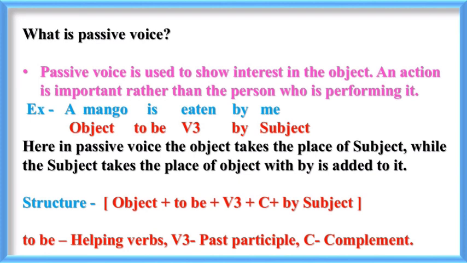Now see the structure of passive voice. Object plus to be plus past participle of the verb plus complement plus by plus objective case of the subject, otherwise the name of the subject. To be is the helping verb, V3 means past participle and C stands for complement. I think you are clear about the difference and general sentence structure between the two voices. Please note that both the sentences are exactly the same in meaning. Generally, we use active voice while writing sentences.